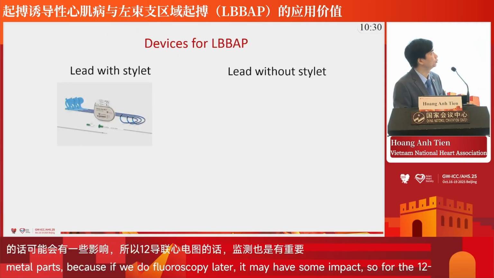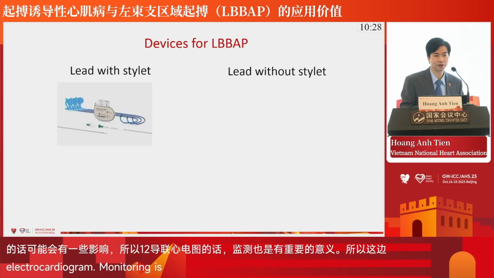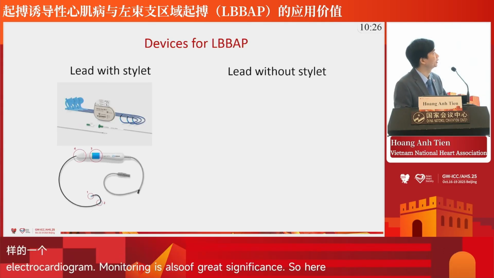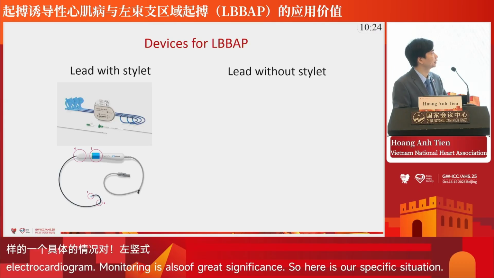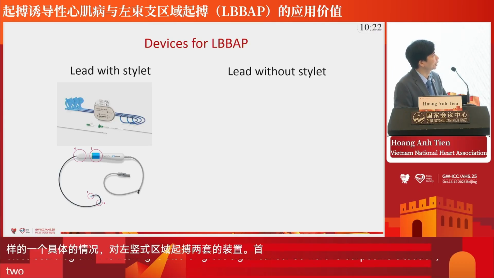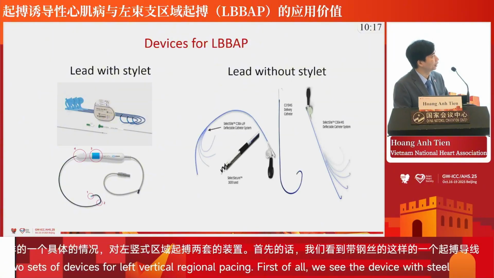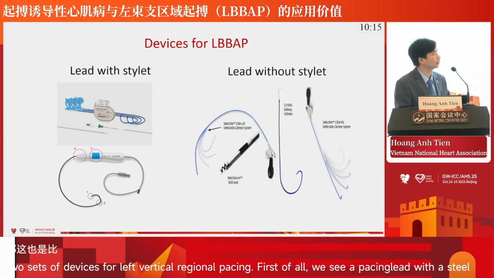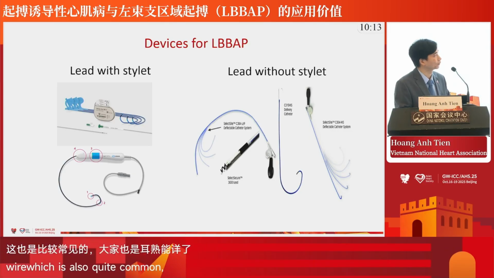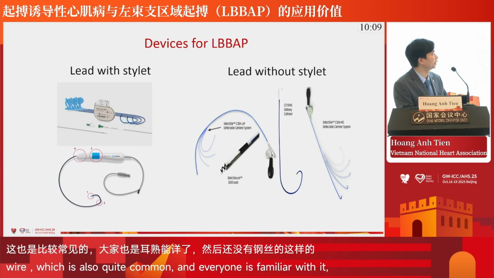And here are the two devices for left ventricular area pacing. The first one is the lead with the stylet. The lead with the stylet is common with the Abbott system. The lead without stylet is common in the Medtronic system. Here the Biotronik, here the Abbott, and here the Medtronic.